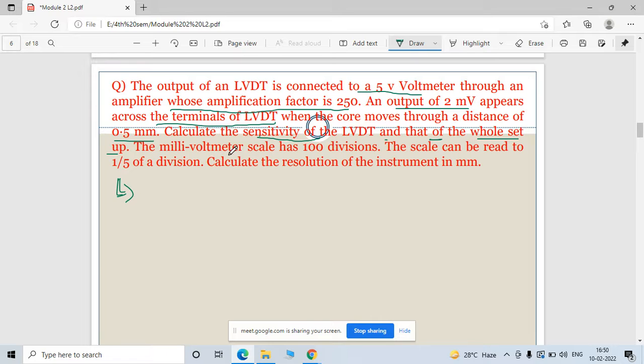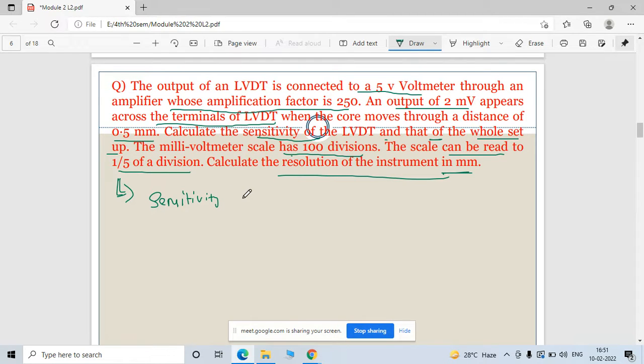Then the millivoltmeter scale has 100 divisions. So this division is also provided to you. The scale can be read to 1/5 of a division. So you need to find out the resolution here. By that resolution you can clearly read out the division, and this resolution is in mm. Sensitivity is what you have to calculate here. Calculate the sensitivity of the LVDT. The sensitivity formula is change in output upon change in input. What is the change in input here?